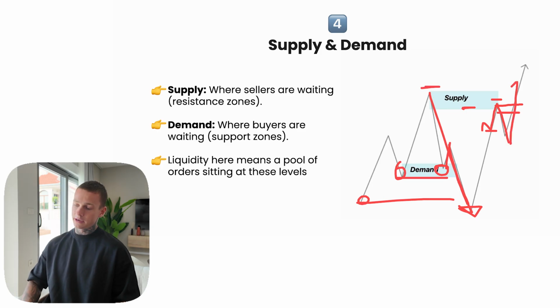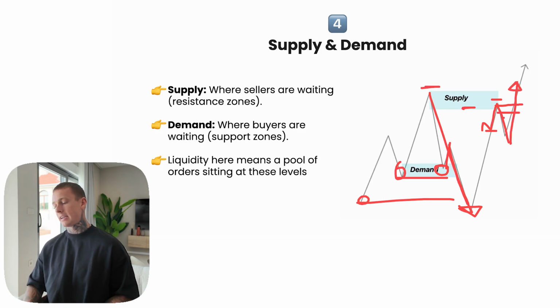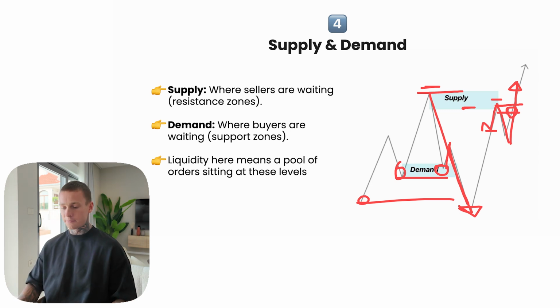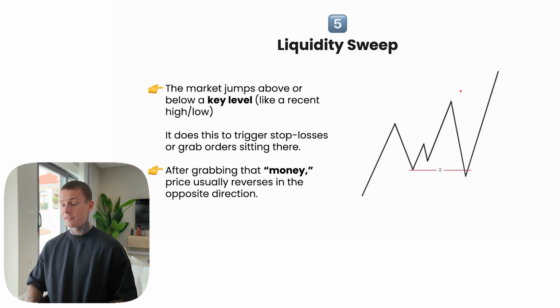So that's why we can look for a move like this, which takes out the lower time frame sellers and also takes out the higher time frame or the supply zone sellers, which simply set a limit at the actual supply zone itself. Number 5 is a liquidity sweep. So the market jumps above or below a key level, like a recent high or low. It does this to trigger the stop losses or grab the orders that are already sitting there.